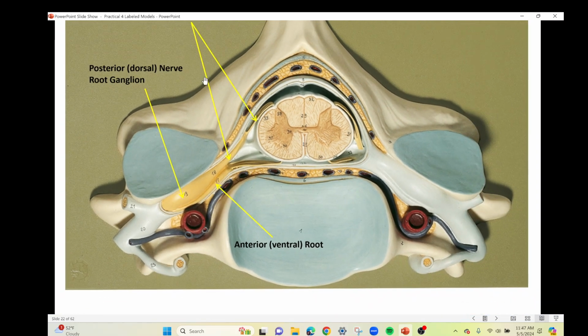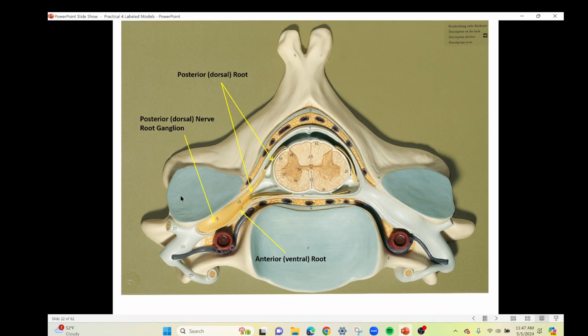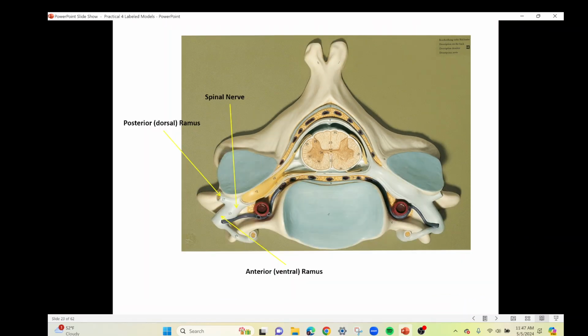Okay, so each spinal nerve is formed by, again, the union of a posterior root with an anterior root. And again, the posterior root has one extra feature, the swelling right here, known as the posterior nerve root ganglia.